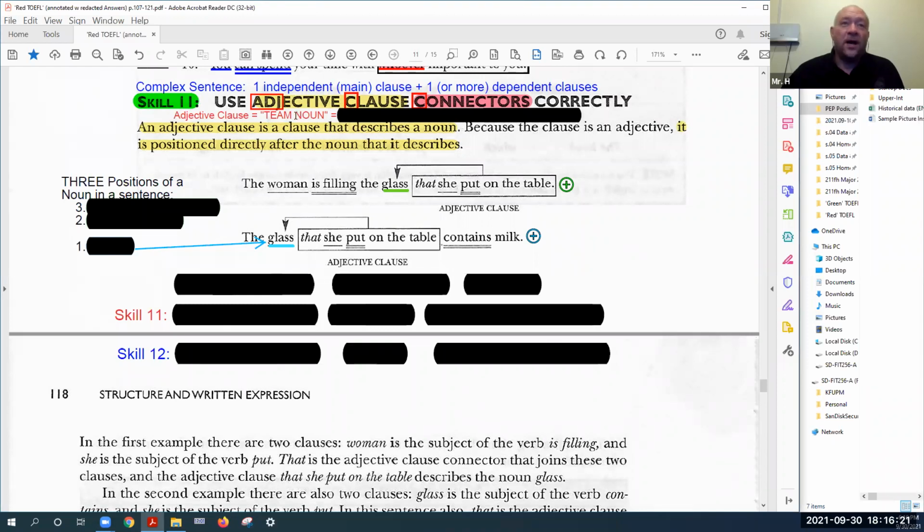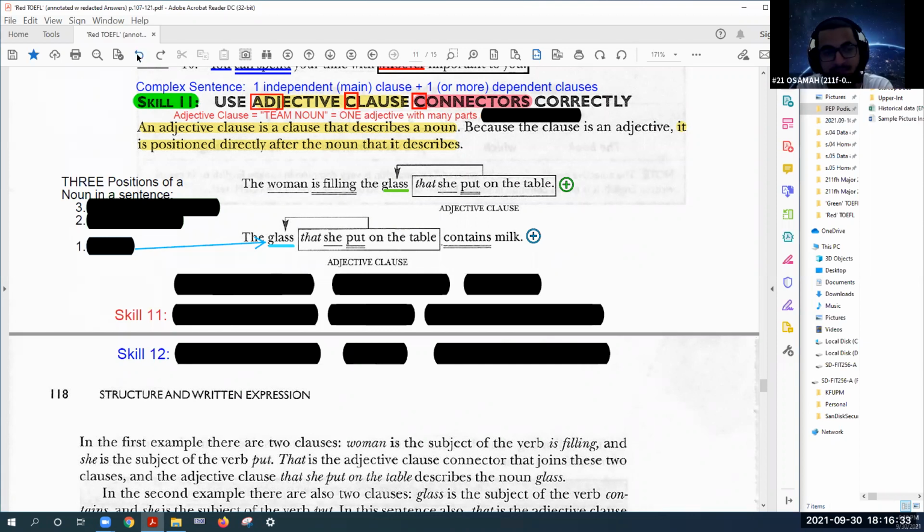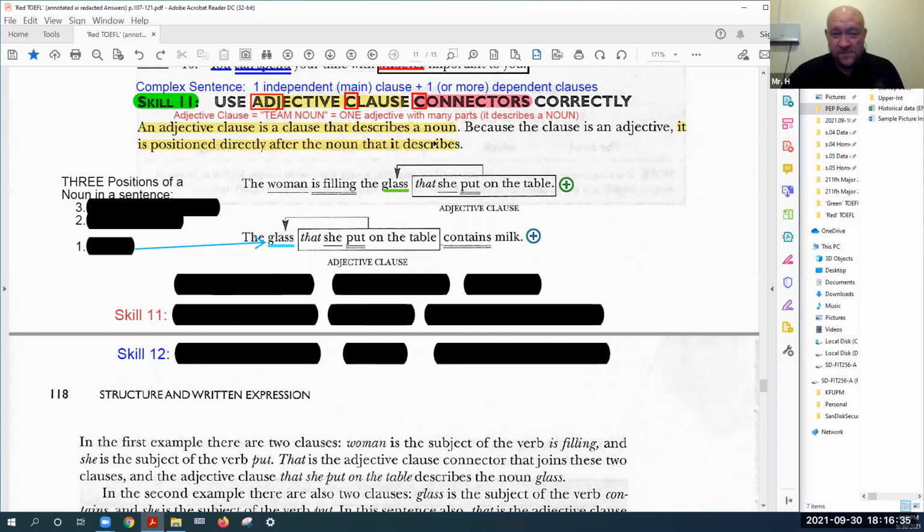It says team noun. Why is there a noun? Sorry, there's a mistake. That's wrong. It should say team adjective, okay? I didn't update it. So what about this? One adjective with many parts. It describes a noun. So later when I upload this, I will cover that up and change it to team adjective, okay? And an adjective with many parts describes a noun, right?